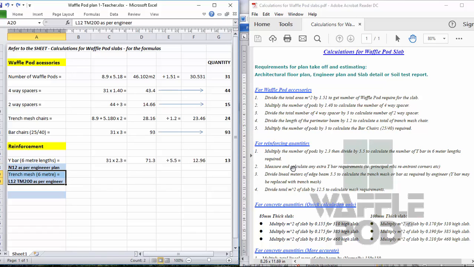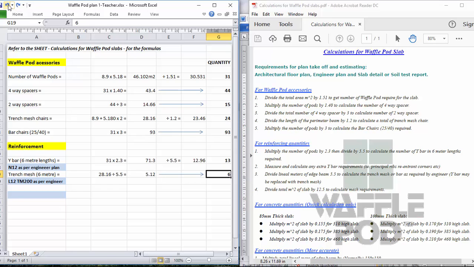Our next step is the trench mesh. What it said here, we use the perimeter, which was 28.16. We divide it by 5.5 to calculate the trench mesh or bar required. So we have 5.12 sheets of trench mesh. We can't get 0.12 of a sheet, so we round it up to 6.